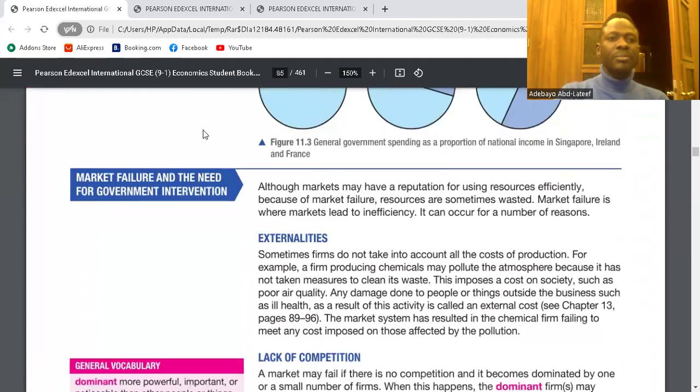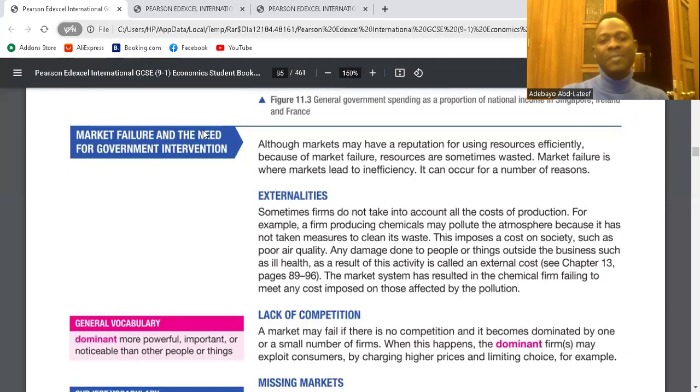So we'll move on. Market failure and the need for government intervention. So, there's market failure, which means social cost more than social benefit. There's market failure, which means the market forces of demand and supply are unable to give us what we needed. So, although markets may have a reputation of using resources efficiently, because of market failure, resources are sometimes wasted. Market failure is where market leads to inefficiency. It can occur for a number of reasons. So, what are the reasons why we have market failure?